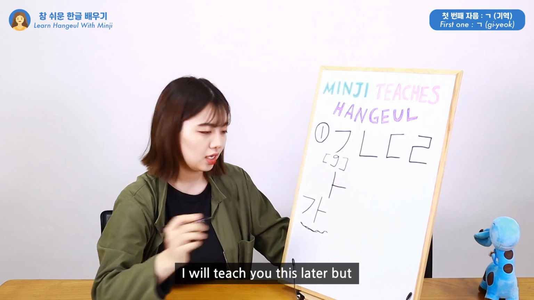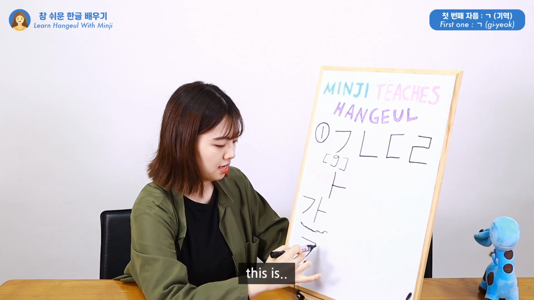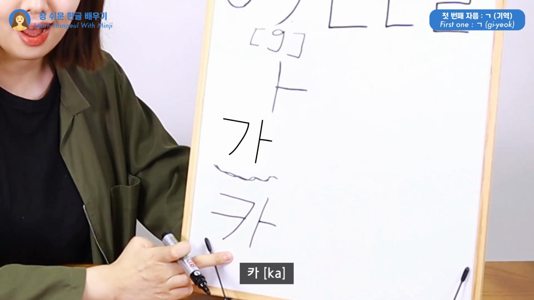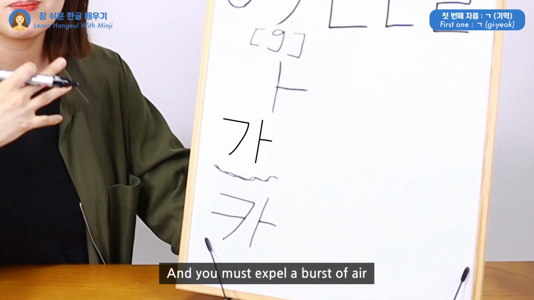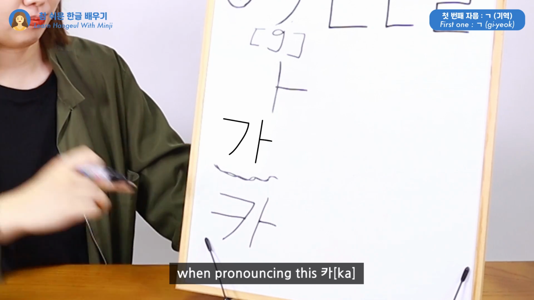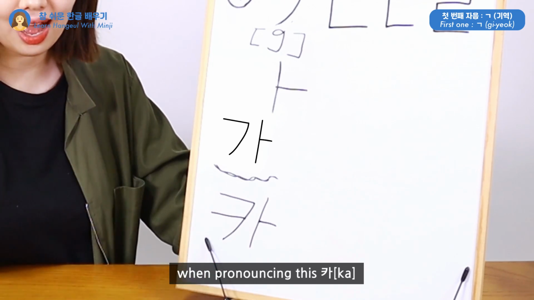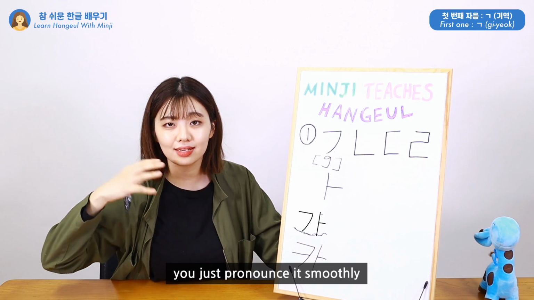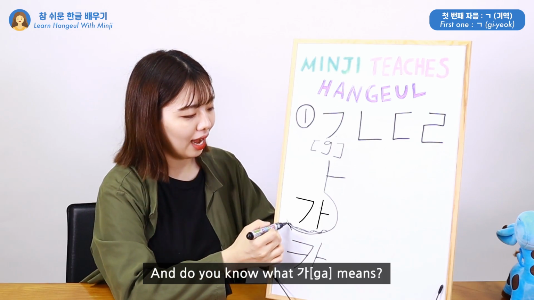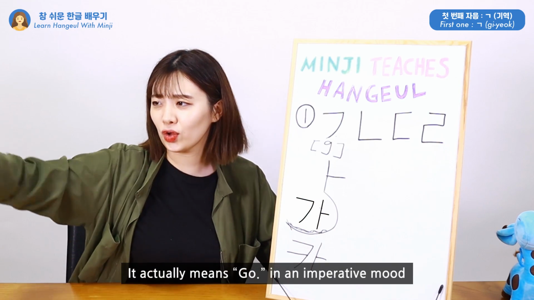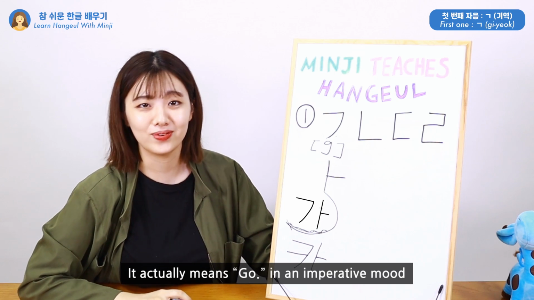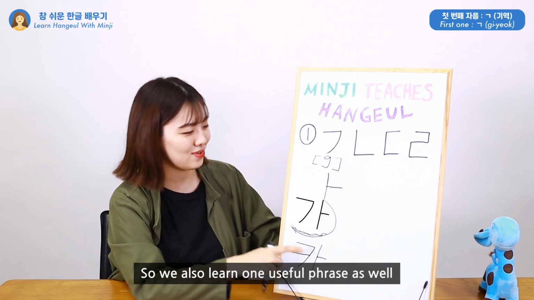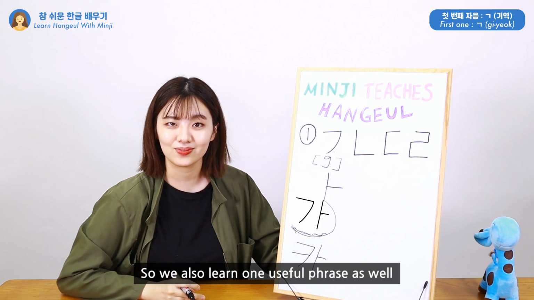I will teach you about this later, but this is ka. Ka is much more aspirated, and you must expel air when pronouncing this ka, but ga is like you just pronounce it smoothly. Ga. And do you know what ga means? It actually means go in an imperative mood. Ga, go, ga. So we also learn one useful phrase as well.